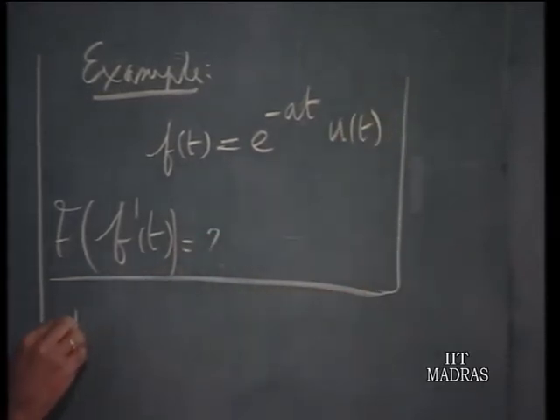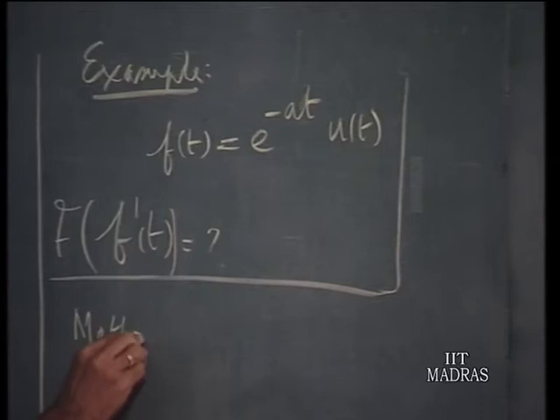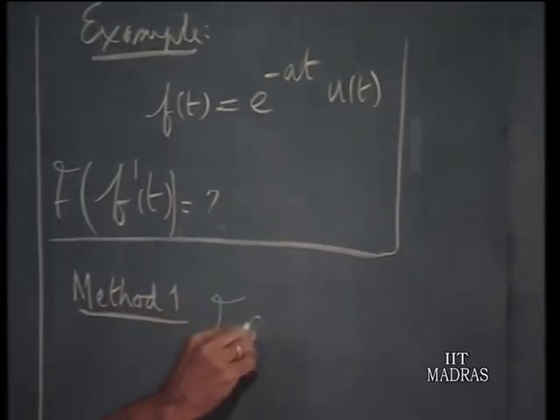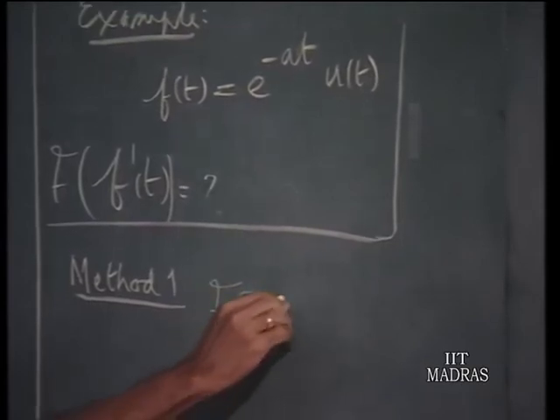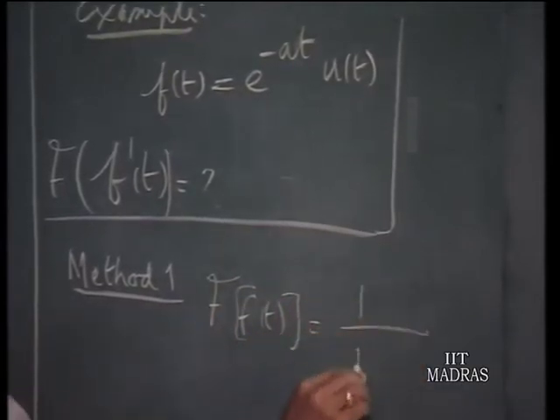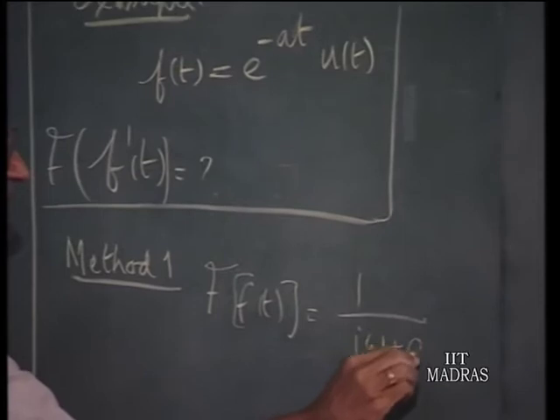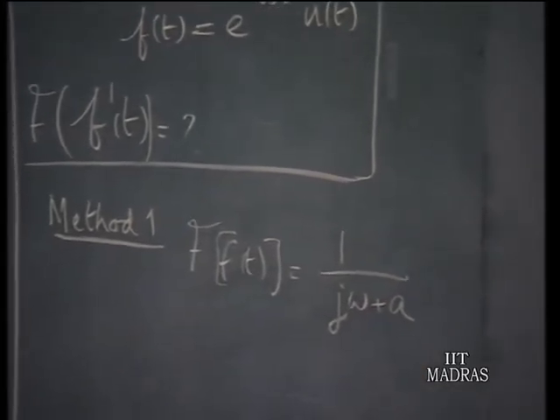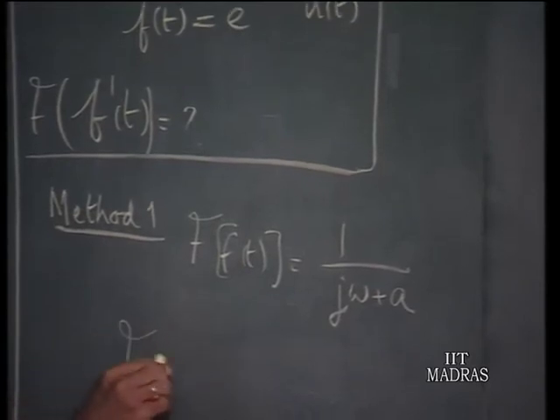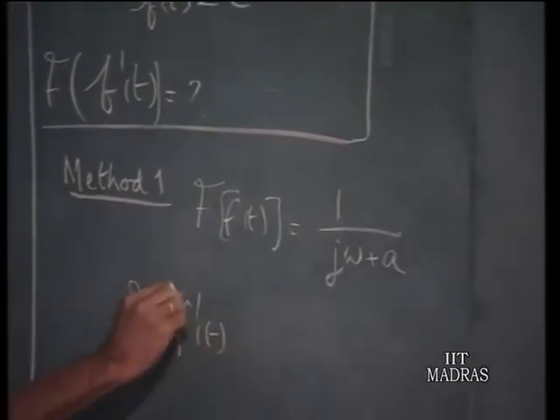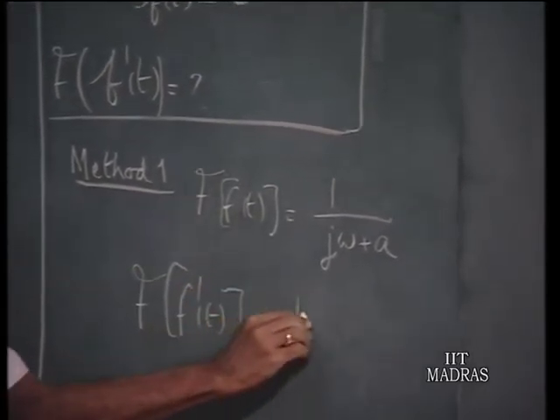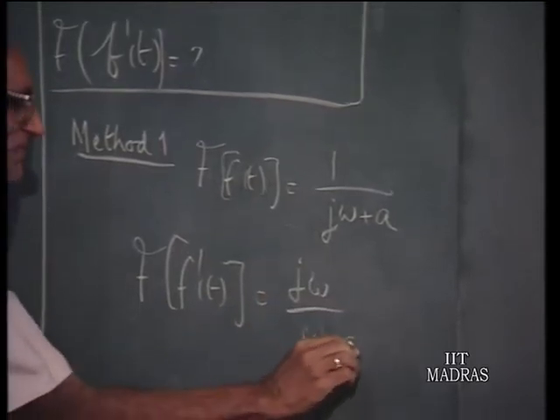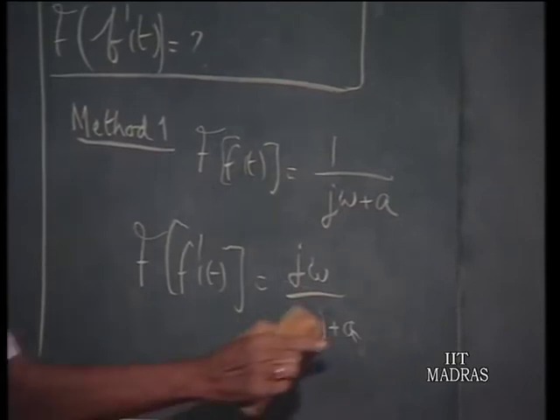So, method 1. Fourier transform of f of t, this is a function which we have been talking about all the time, is 1 over j omega plus a. So, the Fourier transform of the derivative function f prime t is j omega over j omega plus a. That is all there is to it. It is quite simple and straightforward.